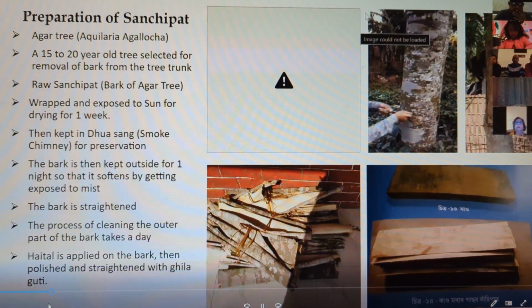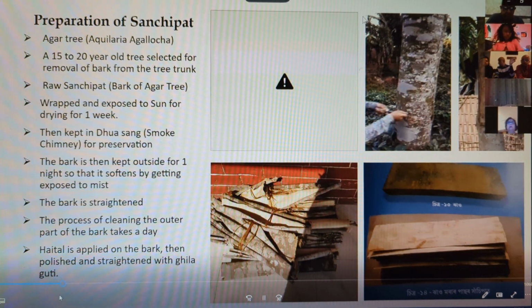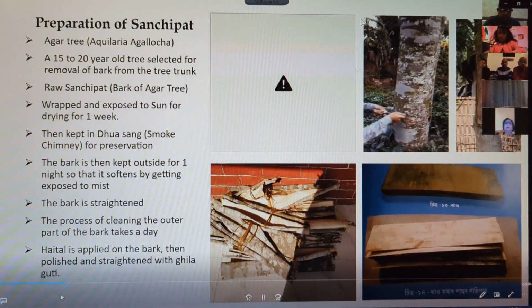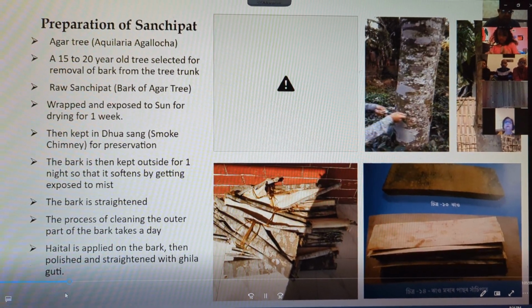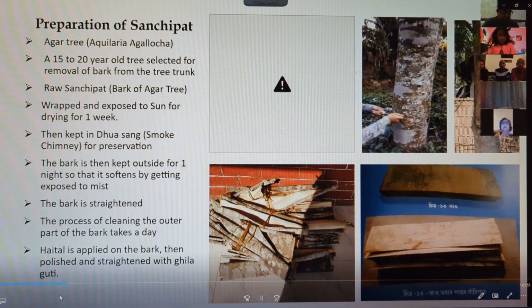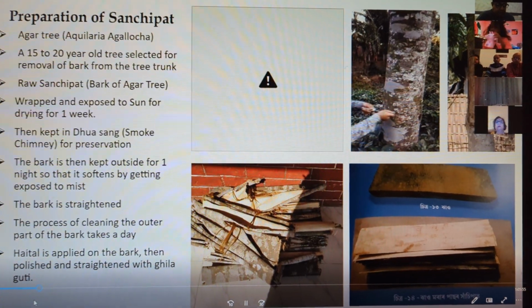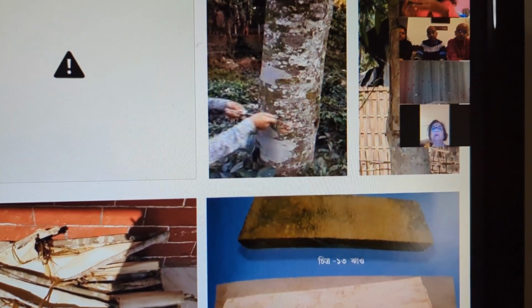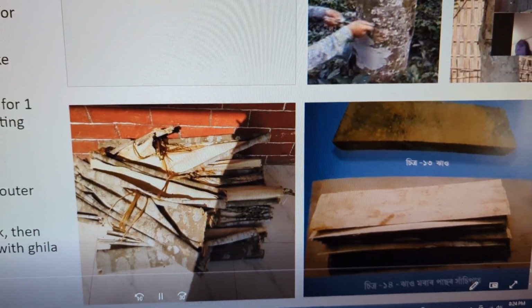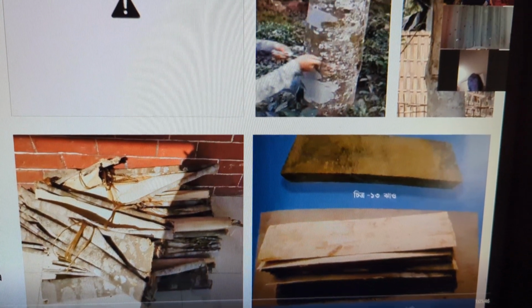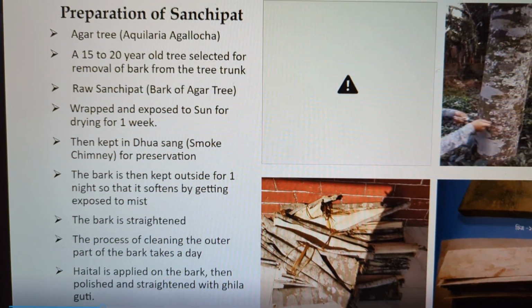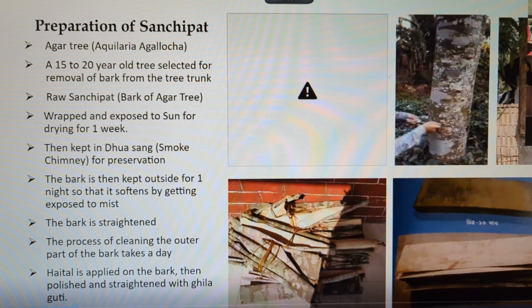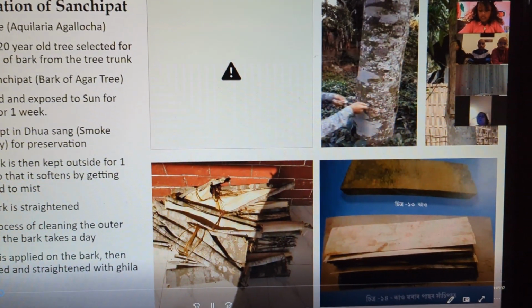So the preparation of Hasipat takes a long time. It's a tedious process. We select a 15 to 20-year-old tree from where the bark is removed from the tree trunk. Then it is wrapped, exposed to the sun for a week, kept in the dhuasang, the smoke chimney, for about many months, and then straightened. And because of this lengthy process, when paper got invented, the local artist left writing on the bark and started writing on paper.